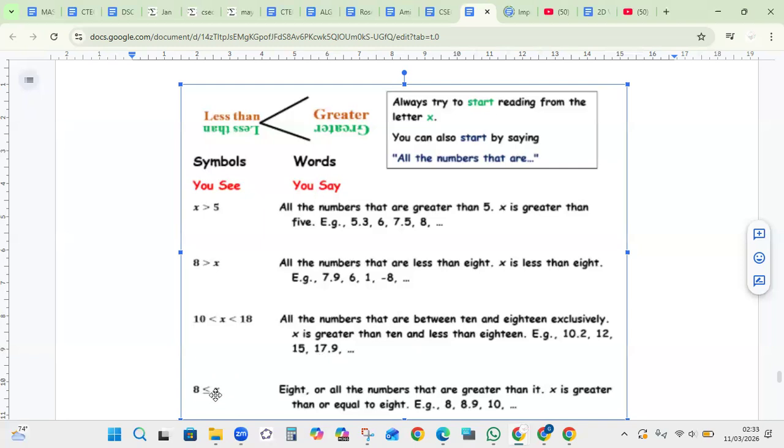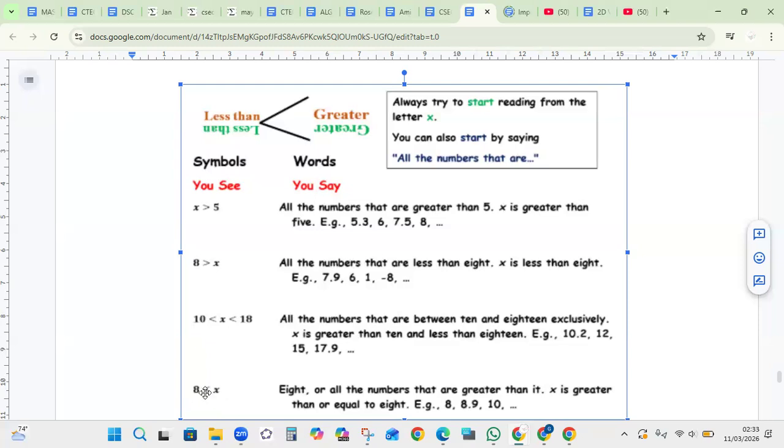Here's another one with the equal sign. So you start with the letter X. X is greater than or equal to it. Now, when you see this one, you see X is more than 10 and at the same time less than 18. All the numbers that are more than 10 and at the same time less than 18. For example, 12. 12 is greater than 10 and at the same time 12 is less than 18. But here now you've got to say or.